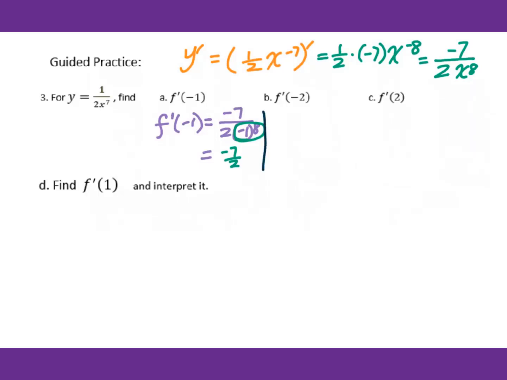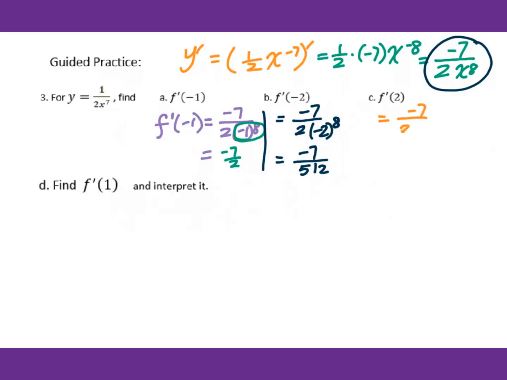For b, we just need to plug in this derivative function. You have negative 7 over 2 times negative 2 to the 8th power. So we have negative 7 over 512. For c, we do the same thing. You will get the same answer as b, negative 7 over 512.